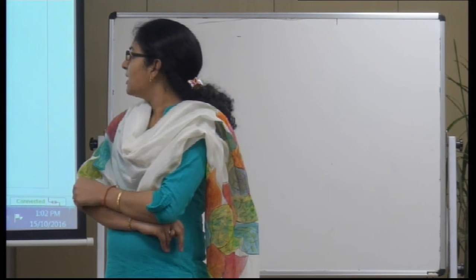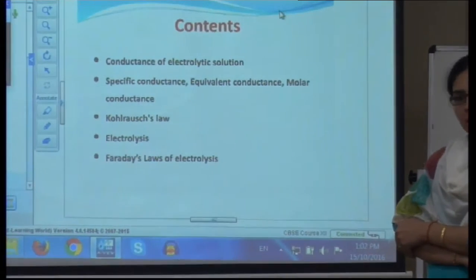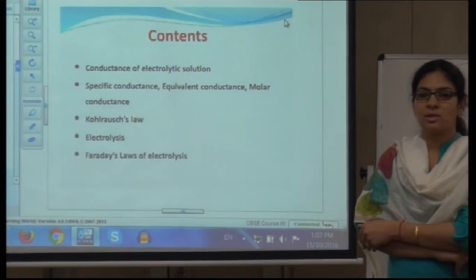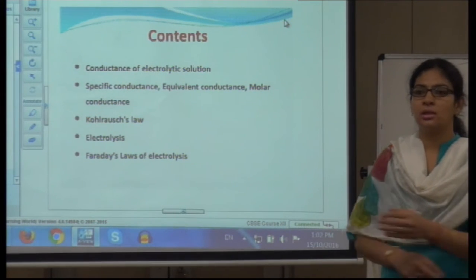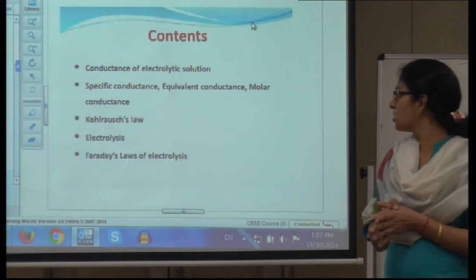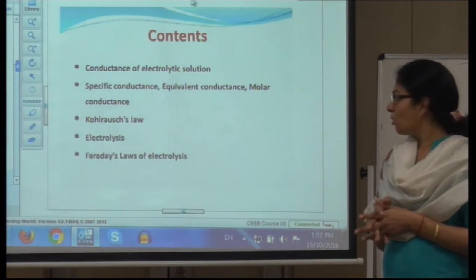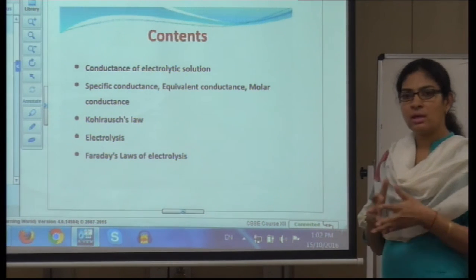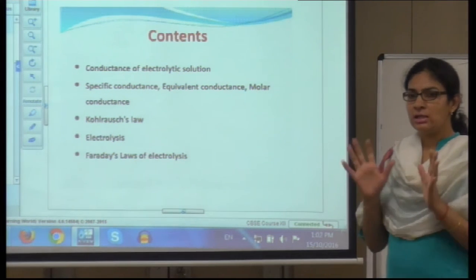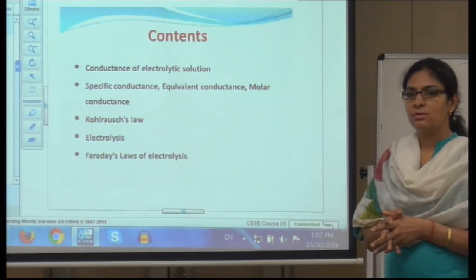So basically these are the areas that we are going to cover: conductance of electrolytic solutions, and some definitions like specific conductance, equivalent conductance, molar conductance, their variation with concentration, then Kohlrausch law, and then electrolysis and Faraday's laws of electrolysis. These are the portions that we are going to cover in today's class.